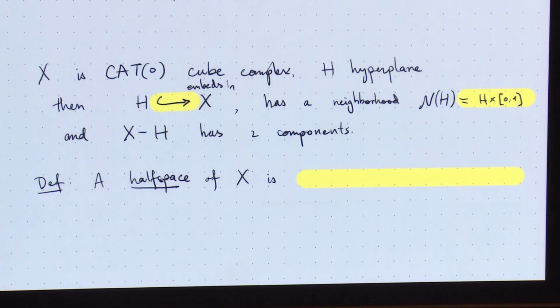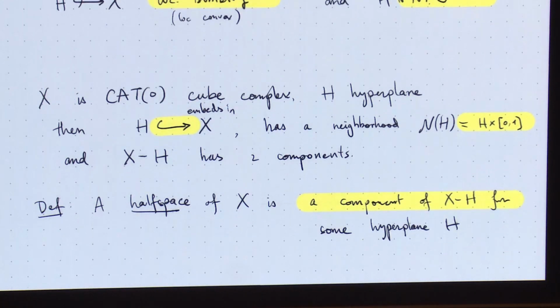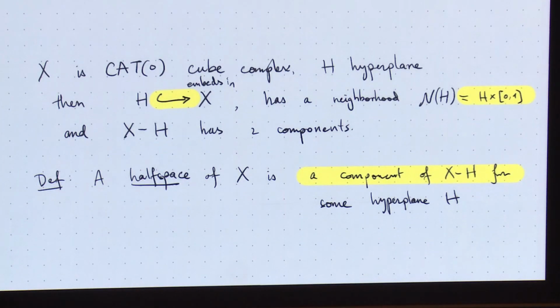And that's really the reason why we care about it so much. These two components, we'll give them names. They're going to be called the half spaces. A half space is a component of X minus H for some hyperplane H. And of course, I'm assuming here X is CAT(0) for this.